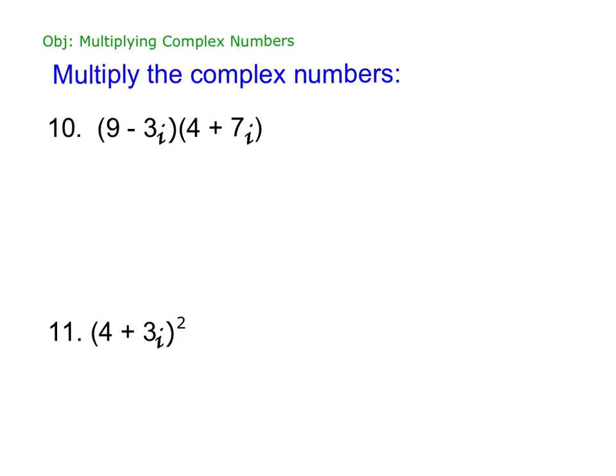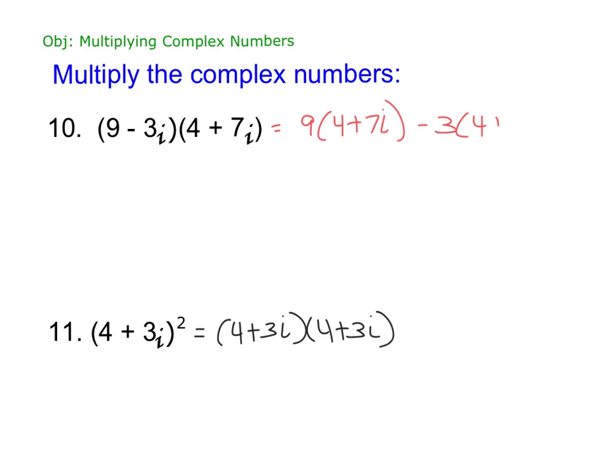All right, same exact thing. Number 11, don't forget, 4 plus 3i squared is 4 plus 3i times 4 plus 3i. So pause the video and try these two on your own. So we're going to do 9 times 4 plus 7i minus 3 times 4 plus 7i.